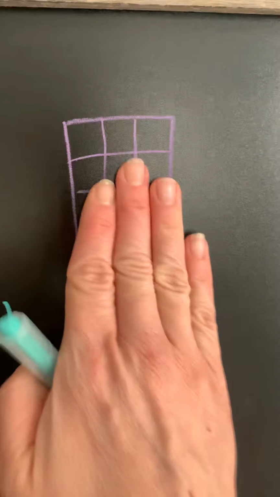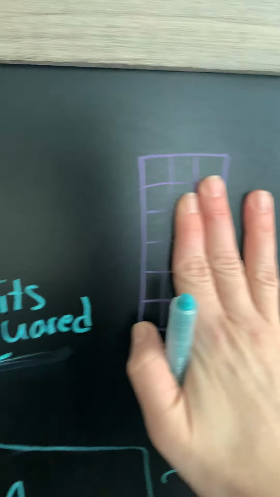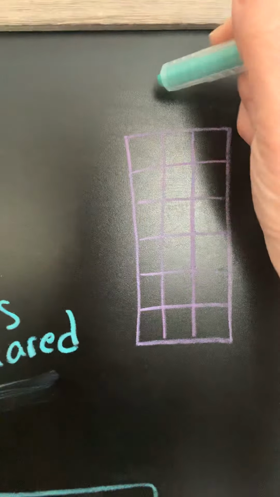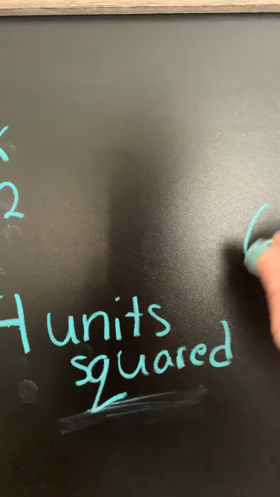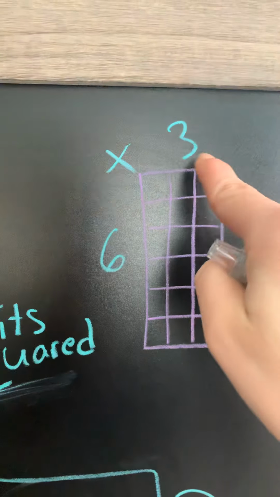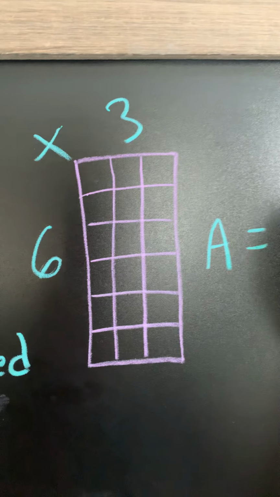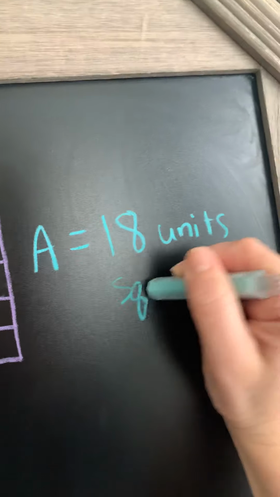Last one. So look at this figure and think about, without even counting, how many are going across. We have 3, right? And going down, 1, 2, 3, 4, 5, 6. So the area, if we multiply 3 times 6, is 18 units squared.